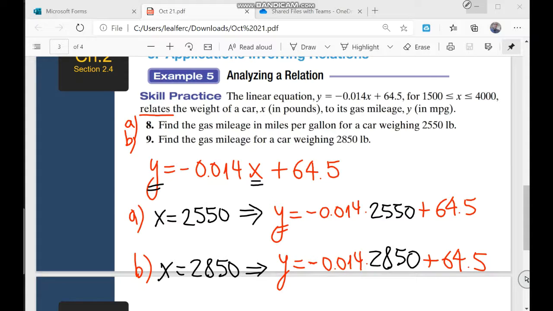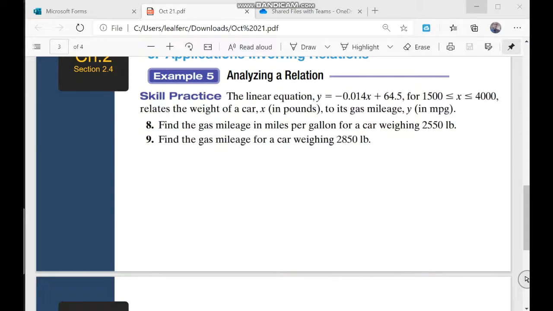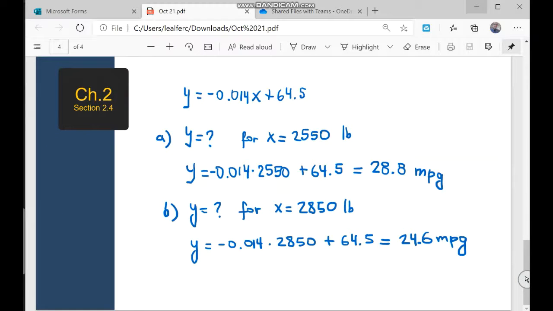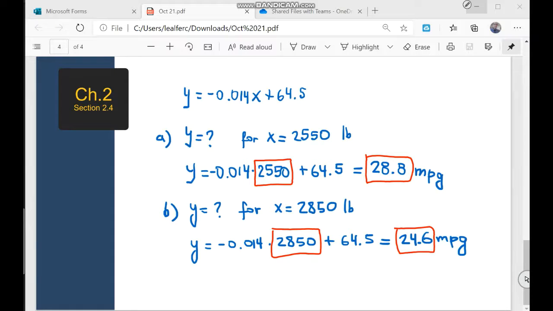If you do this, you're going to find, let me check the next. What are you going to find? Check it out. If the car weighs 2,550, the mileage is going to be 28.8. And if the car is heavier, the mileage is going to be less. It's going to spend more gas, right? So you can see there's a relation between the weight of the car and the amount of gas that the car is using per mile, or the mileage. How many miles it goes on 1 gallon of gas.